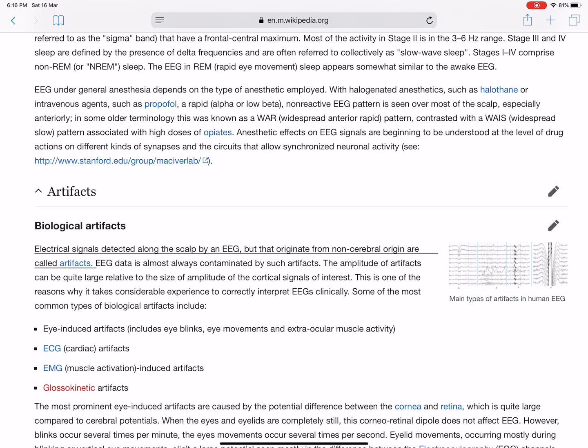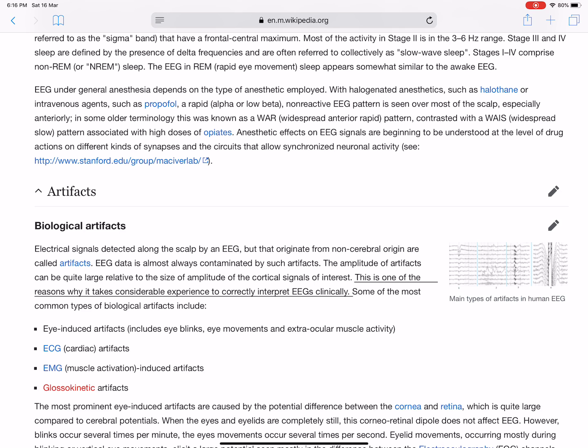but that originate from non-cerebral origin, are called artifacts. EEG data is almost always contaminated by such artifacts. The amplitude of artifacts can be quite large relative to the size of amplitude of the cortical signals of interest. This is one of the reasons why it takes considerable experience to correctly interpret EEGs clinically.